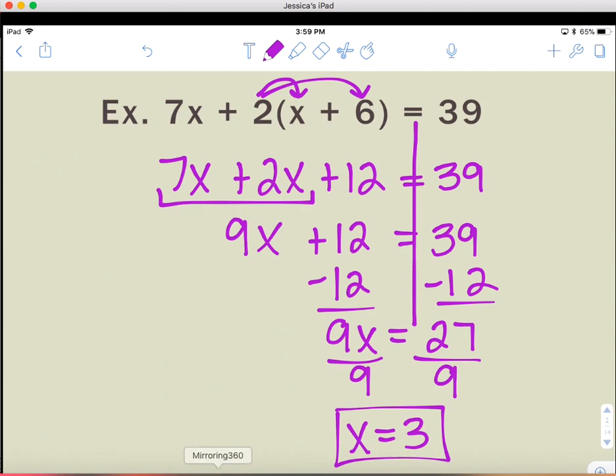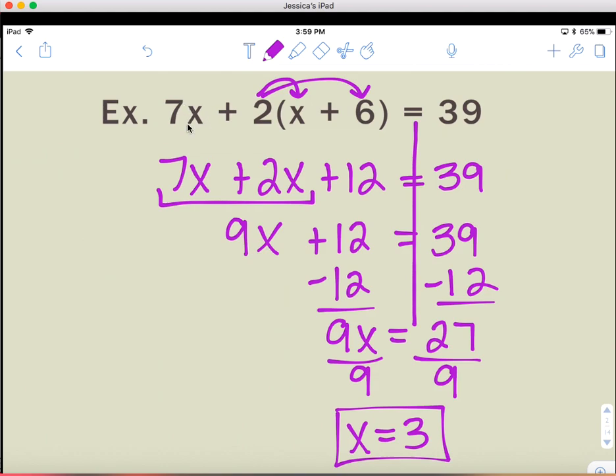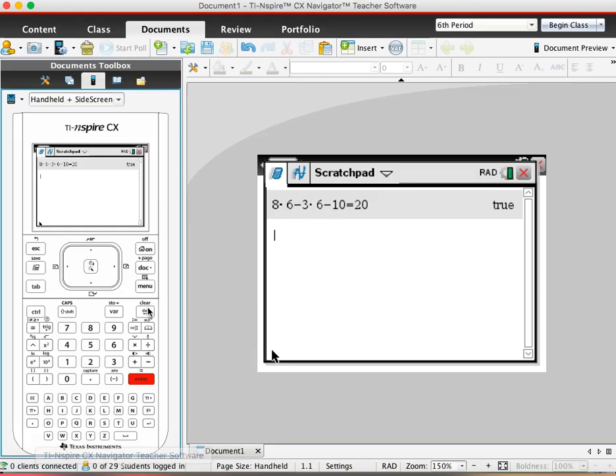This problem can easily be checked in your calculator as well. If I type this in, I'm going to type in my original equation. But remember, instead of x, we're going to plug in our answer. In this case, our answer is 3. So in the calculator, I have 7 parentheses 3 plus 2. I'm going to have my outside parentheses, and then I'm still going to plug in 3 with parentheses, plus 6, close my parentheses, and then equals 39. The calculator tells me that that is true, so we did it correctly.